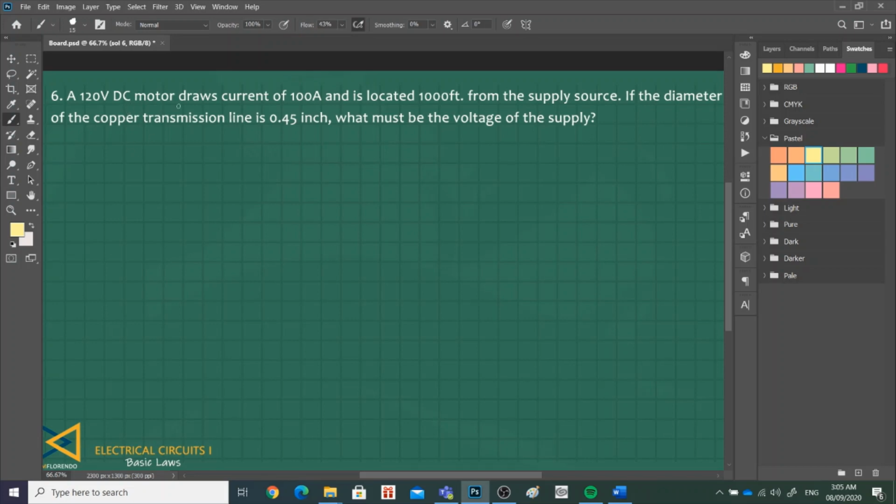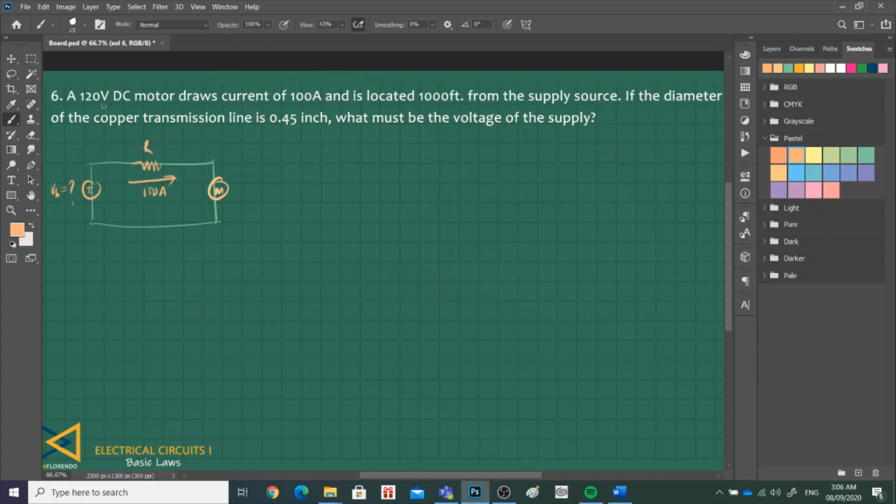So, drawing muna natin. Meron tayong source. Gawin muna natin yung circuit natin. Okay, let's say ito yung motor. May motor load tayo. Meron tayong source, V sub S, which is unknown. Yun yung required, what must be the voltage source. Tapos nilagyan kong resistance yung ating wire, tapos 100 ampere. Okay, bakit may resistance yung ating wire?